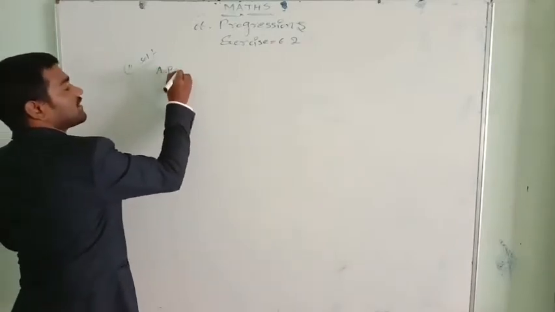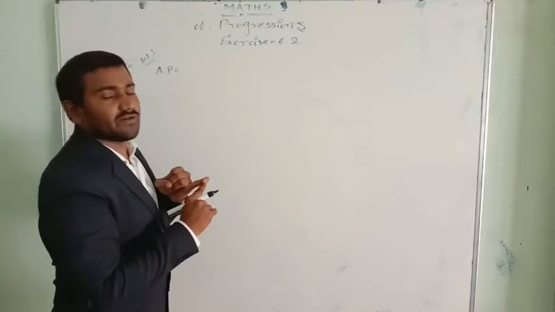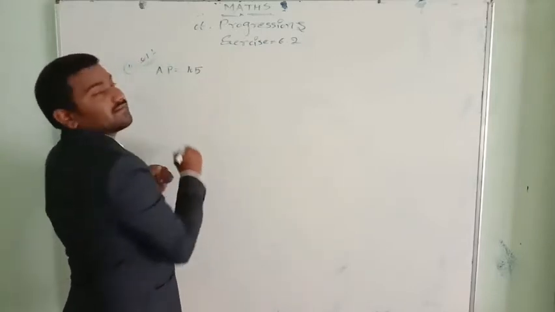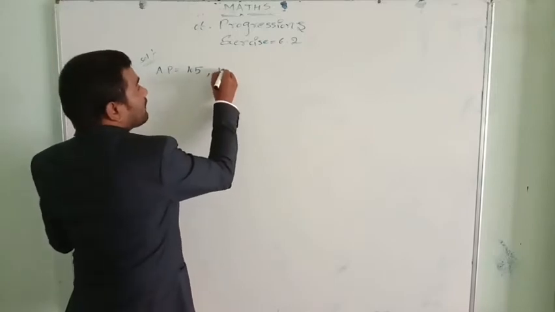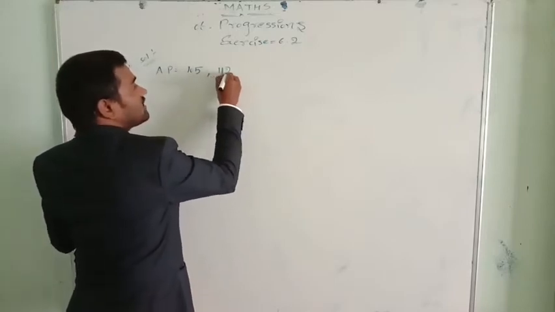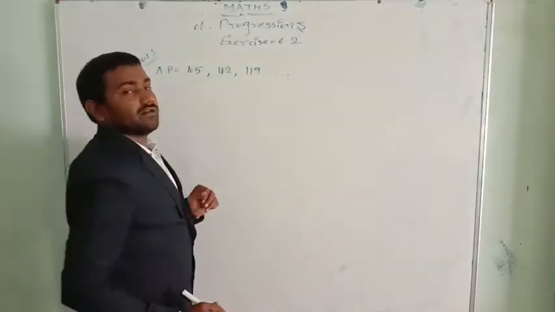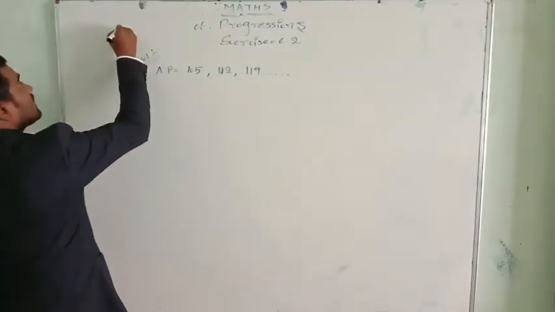Let us write the arithmetical progression. 100 is not divisible by 7. 101 is not divisible by 7. 105 is divisible by 7. Then 112 is divisible by 7. 119 is divisible by 7. And so on.